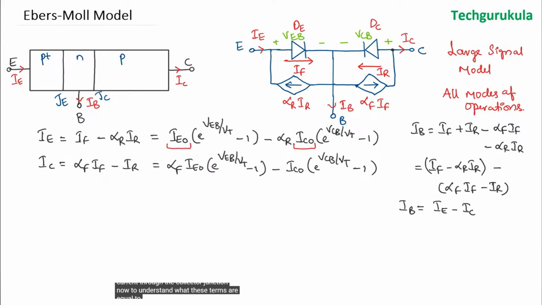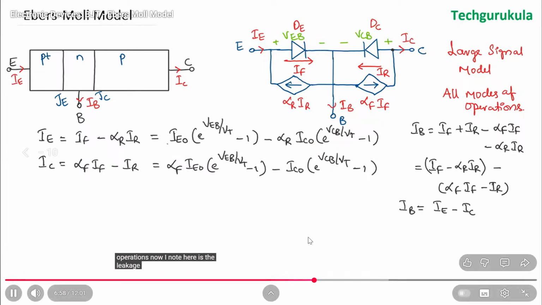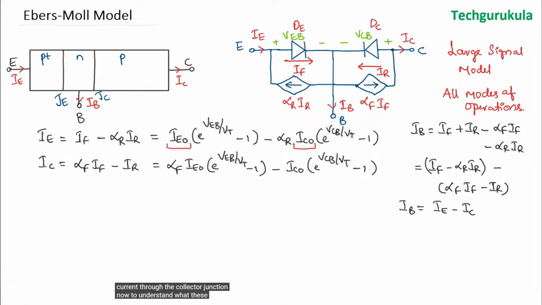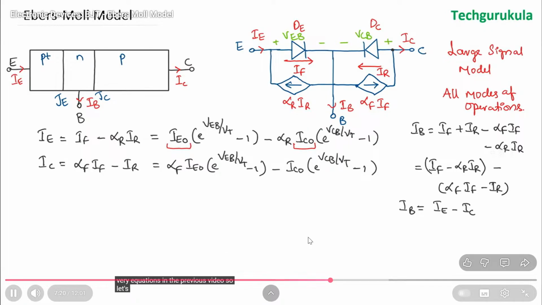Now to understand what these terms are equal to in terms of the device parameters, to find out what IE and IC are in the active region of operation, let's correlate with them and find what these quantities are.